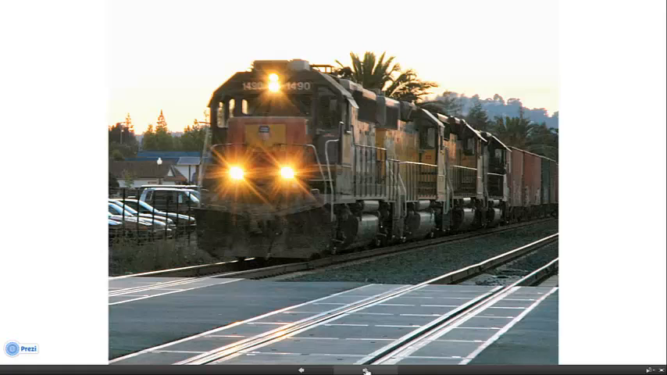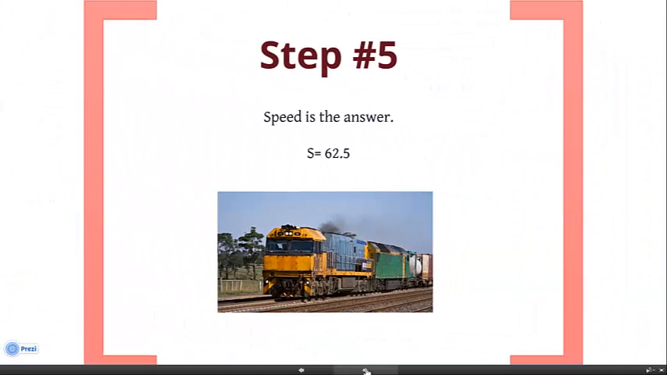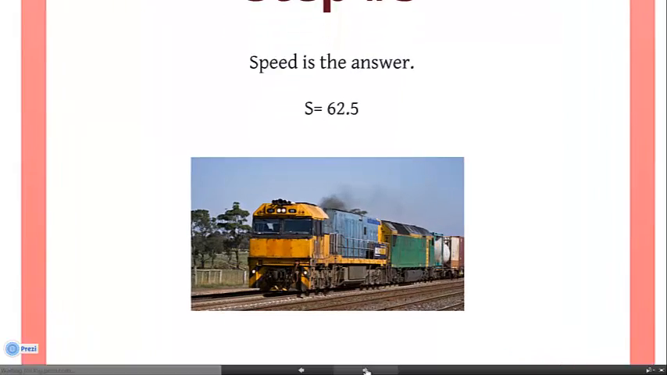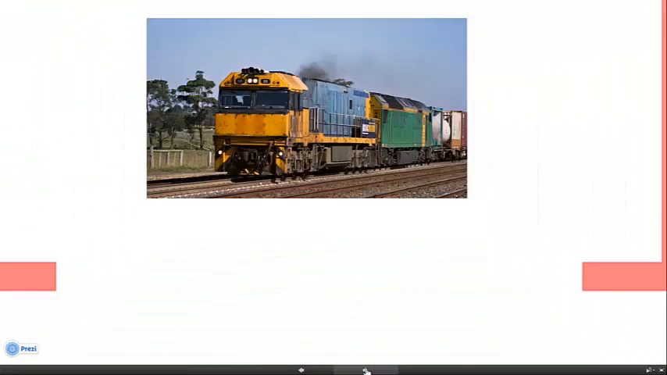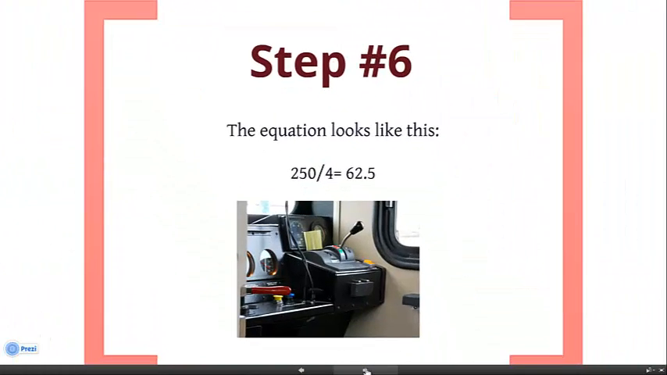Step 5. Speed is the answer of the equation. By our calculations, the speed of the train is 62.5 miles per hour. Step 6. So in review, distance divided by time equals the speed. In this case, the equation is 250 miles divided by 4 hours equals 62.5 miles per hour.